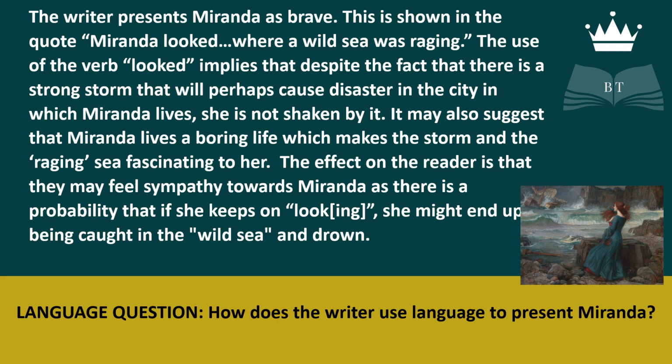The writer presents Miranda as brave. This is shown in the quote, Miranda looked where a wild sea was raging. The use of the verb looked implies that despite the fact that there is a strong storm that will perhaps cause disaster in the city in which Miranda lives, she is not shaken by it. It may also suggest that Miranda lives a boring life, which makes the storm and the raging sea fascinating to her. The effect on the reader is that they may feel sympathy towards Miranda, as there is a probability that if she keeps on looking, she might end up being caught in the wide sea and drown.